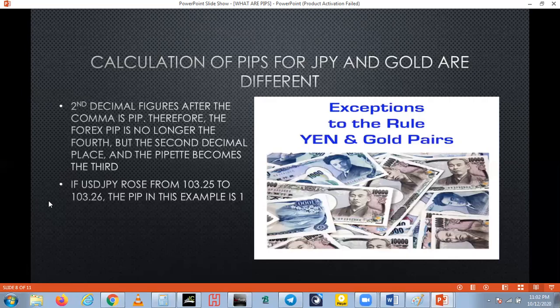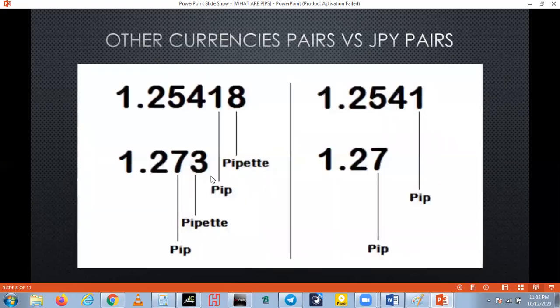So what this is saying is, if you take this 0.325 and minus it from this, what you get is 1. So that's 1 pip. That's what you get for USD JPY. So these are normal currency pairs, 1.25418. That's for the normal other currency pairs, the USDs and the rest. But this is for JPY. Only JPY has three numbers after the decimal point. Others have 5 numbers after the decimal point.